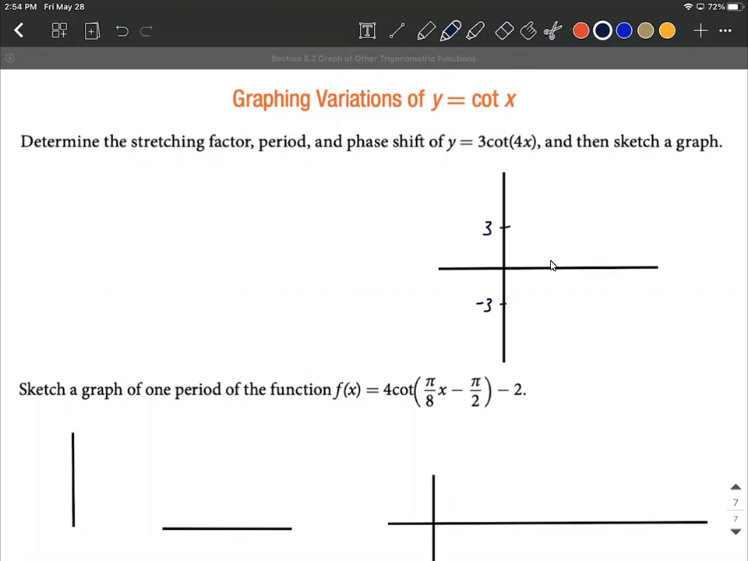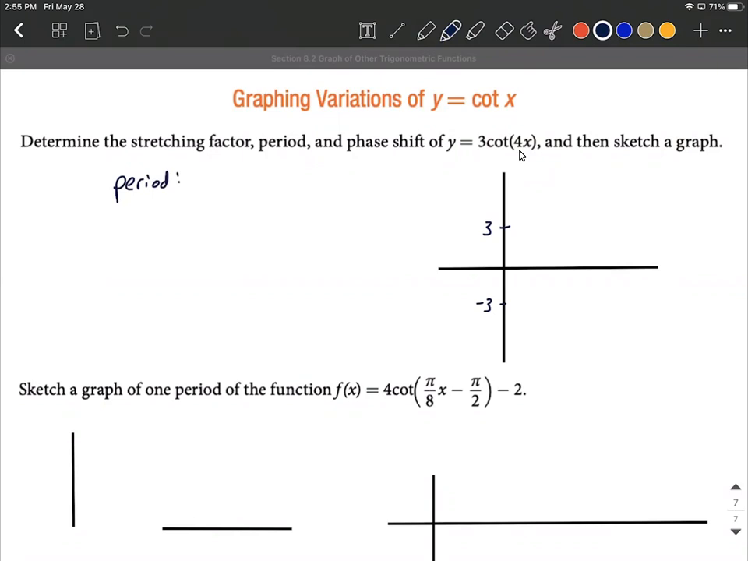Now I jumped straight in here instead of doing side work because this doesn't have any horizontal shifts, no numbers added or subtracted directly to x. And it also doesn't have any vertical shifts, no numbers added or subtracted to the entire function. So pretty basic one going on here. The next thing I'm going to focus on is this 4 on the inside. We haven't accounted for that yet. So that's going to affect the period of our function.